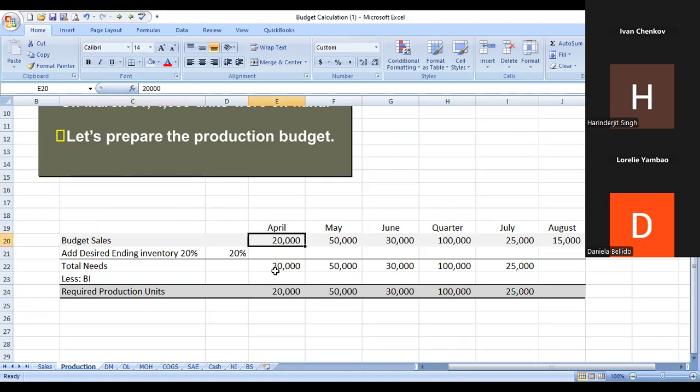Now, in April, we want to sell 20,000 items. But we also want to have in our inventory, in April, definitely 20,000 items to guarantee the sales of 20,000 in April. But we also want to have 20% of the sales in May.